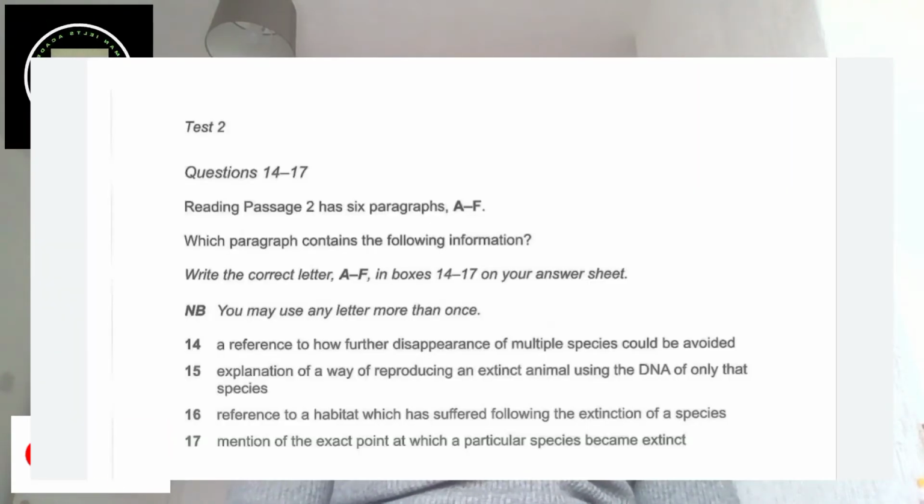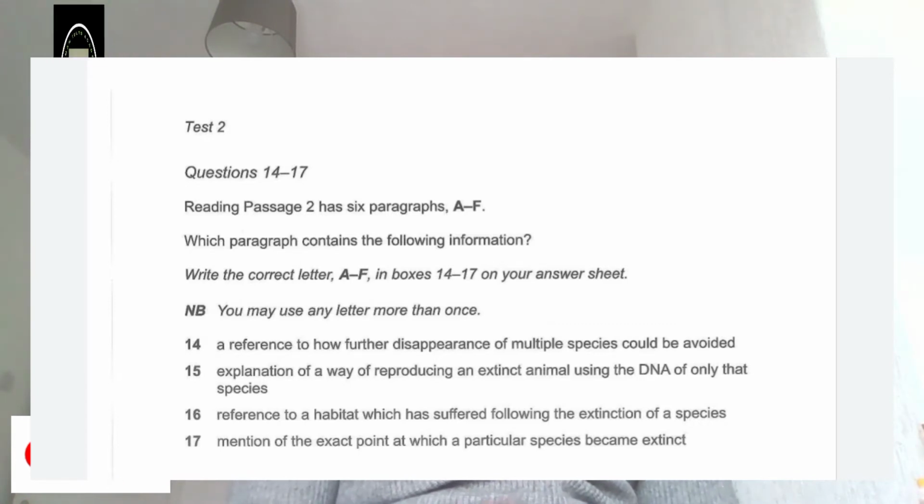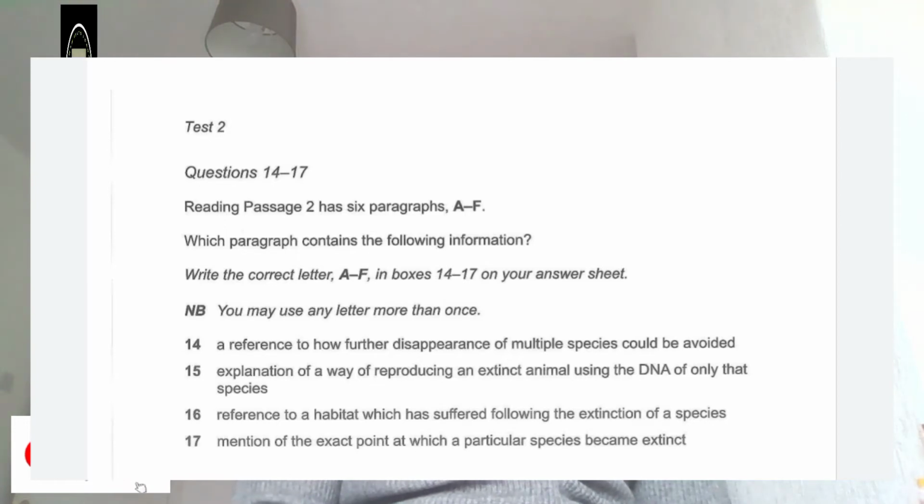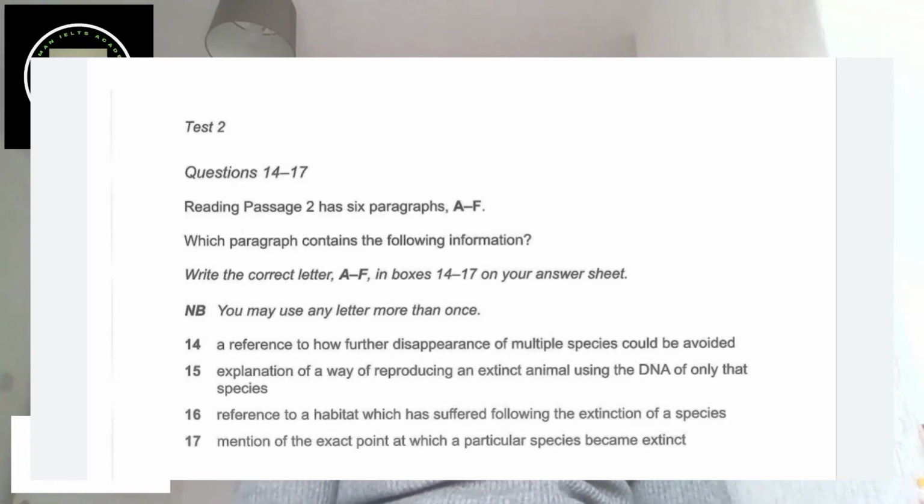Now, let us read these statements one by one. A reference to how further disappearance of multiple species could be avoided. Do they discuss how disappearance of multiple species could be avoided in that paragraph? How disappearance could be avoided? I don't think they discuss anything like that.